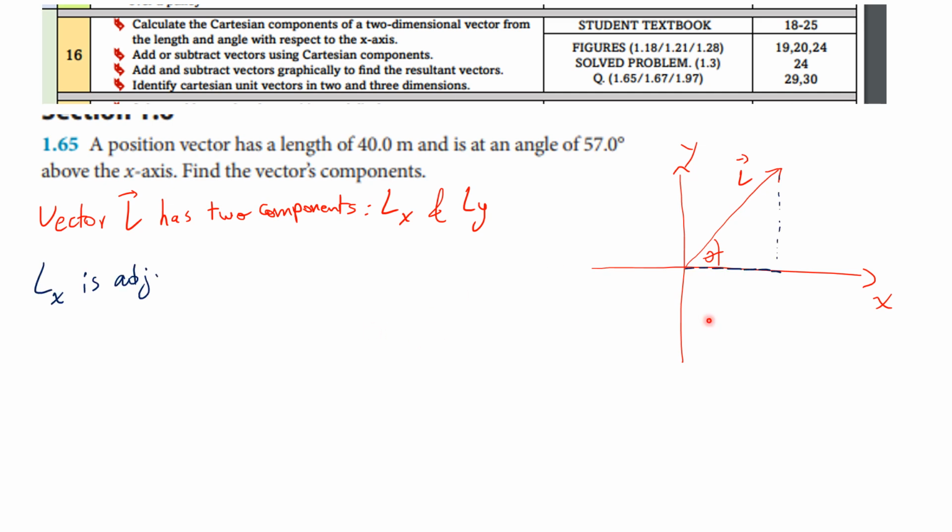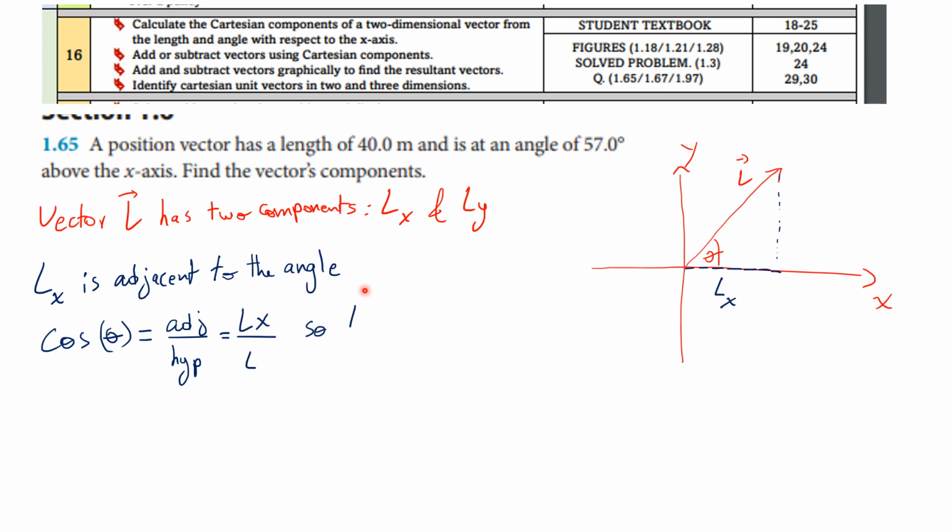So if you see the triangle here, Lx is adjacent to the angle. If this is the angle, Lx of course is on the x-axis. Because it's adjacent, we apply the cosine function. So cosine of the angle equals the adjacent side over the hypotenuse. What's the adjacent side to the angle here? It's Lx over L. So by simple calculation, Lx will be equal to L, which is the hypotenuse in this case, multiplied by cosine of the angle. So the answer is 21.8 meters.